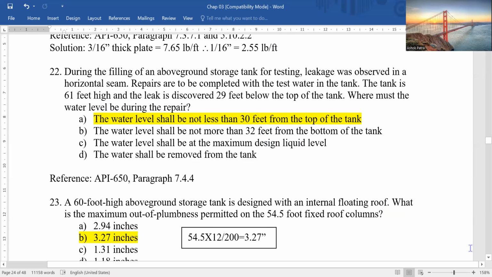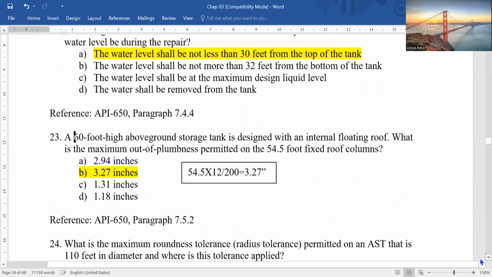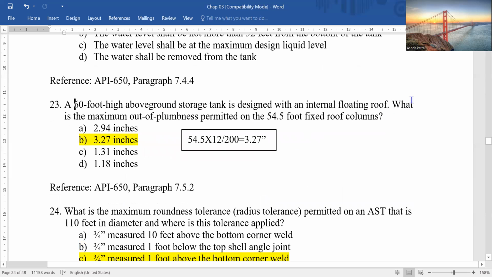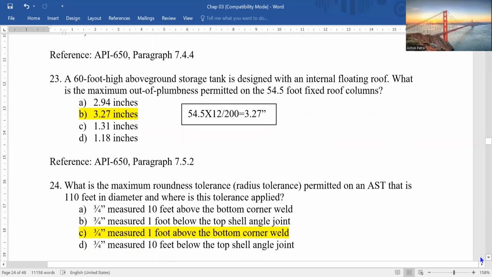A 60 foot high above ground storage tank designed with an internal floating roof. What is the maximum out of plumbness? Out of plumbness is 1/200 of the height of the columns, 54.5 foot fixed roof columns. So you have to take 1/200 of this. 3.27 inches: 54.5 times 12 divided by 200.